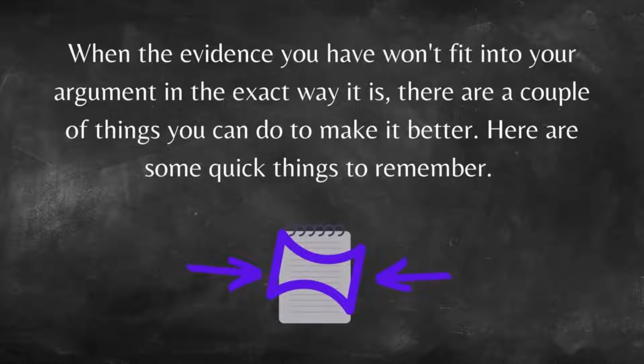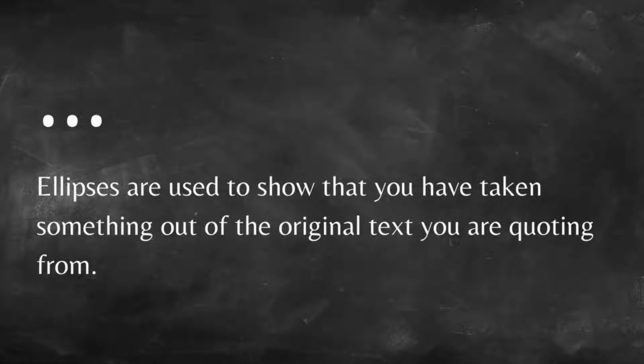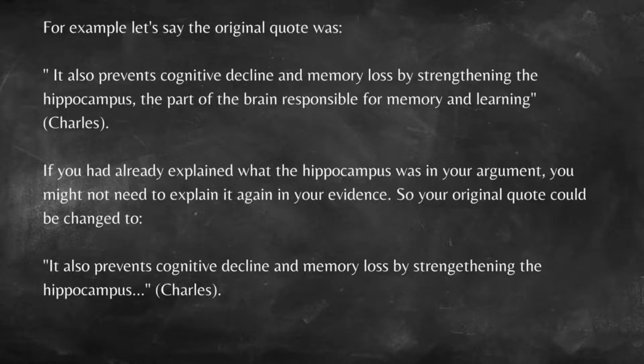When the evidence that you have won't fit into your argument in the exact way that it's presented in the original text, there are a couple of things that you can do to try and make it better. So here's some quick things to remember. Number one is using an ellipses. Now, ellipses are those three little dots, and they're used to show that you have taken something out of the original text that you're quoting from. So ellipses always show that something has been taken away.